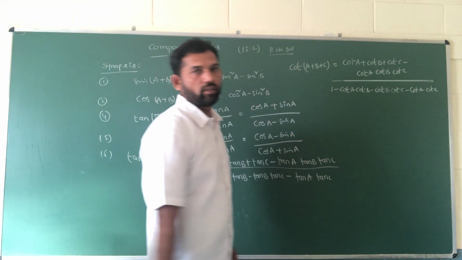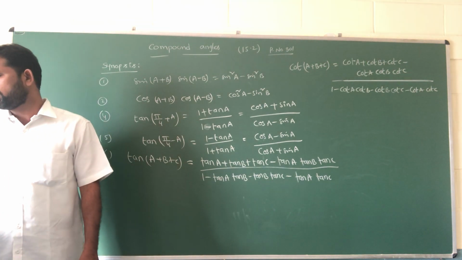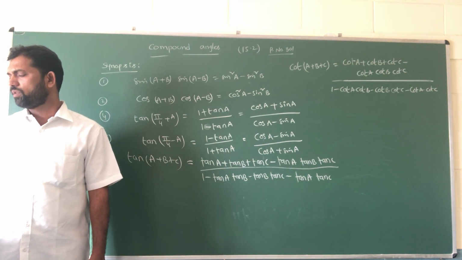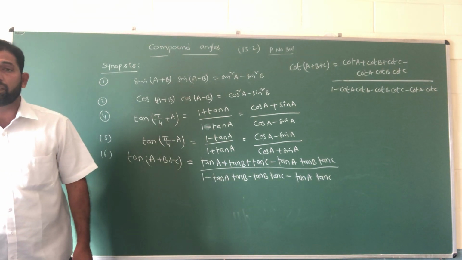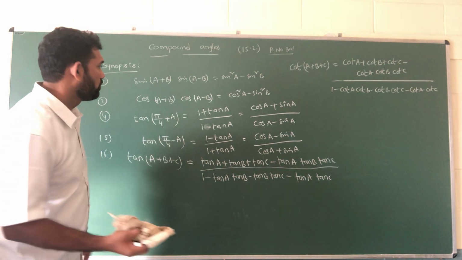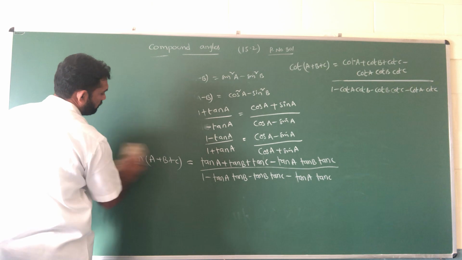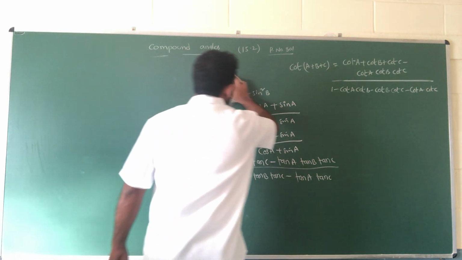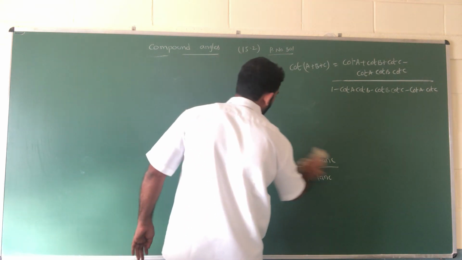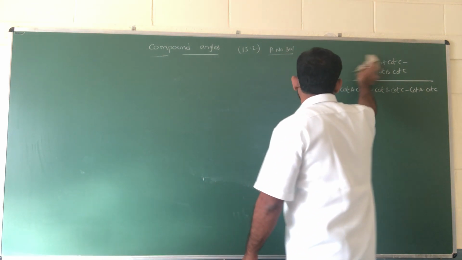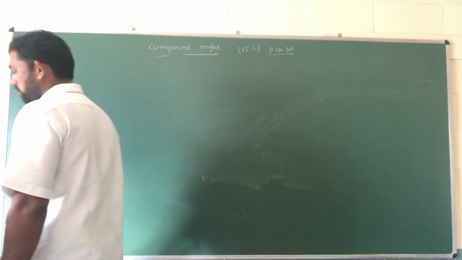That is all. After that you see the table values: sin 15 degrees, sin 22.5 degrees, sin 67.5 degrees. That table you also read. After the table, you note down some fixed points.